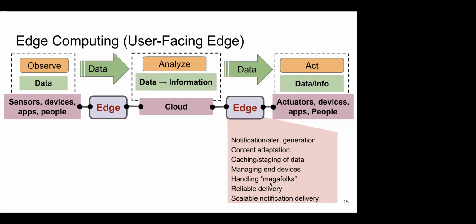One of the biggest tasks that happens in this domain is called handling megaflocks. That means the number of people, mobile devices, and mobile apps that are receiving data from a cloud is a very big number, so there can be an interesting problem in that domain also. Reliable delivery is another one.